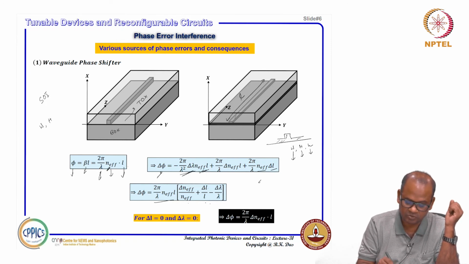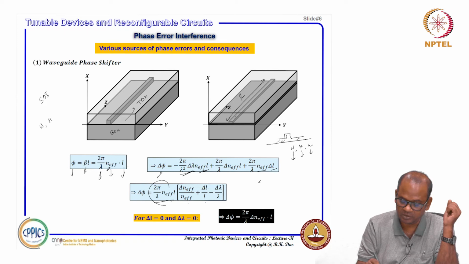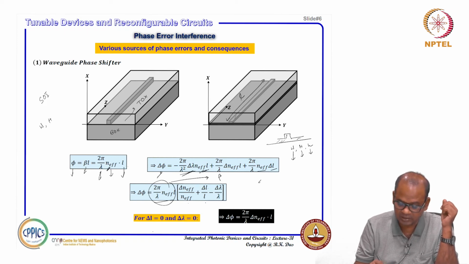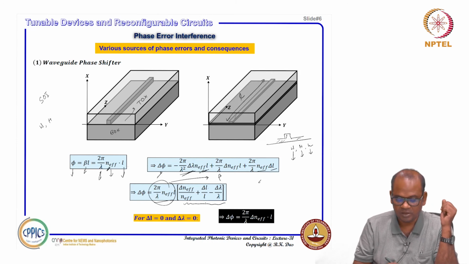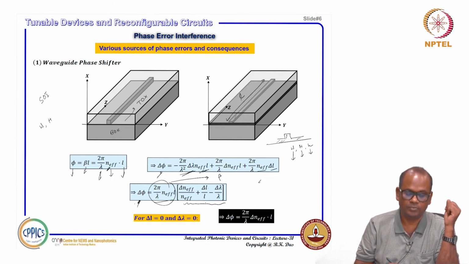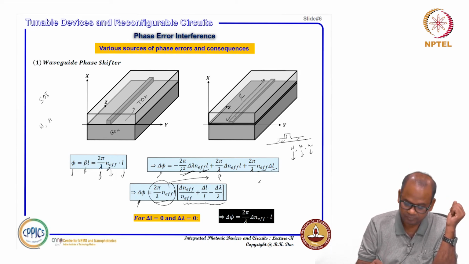So, as usual, this is whatever you get, you are supposed to get your beta value, and if you have any deviations in n effective or delta L or delta lambda, then your delta phi change will be calculated accordingly. Fine. So, let us assume for our general discussion this delta L is 0.